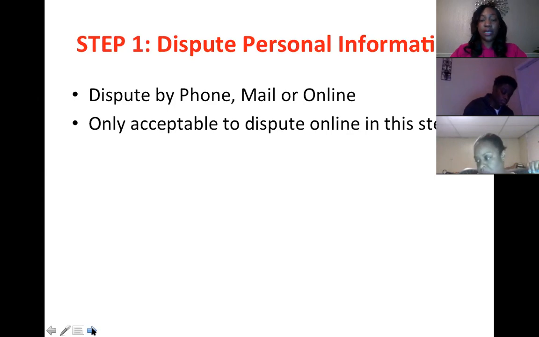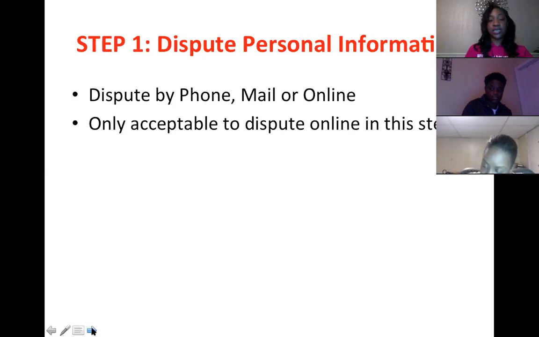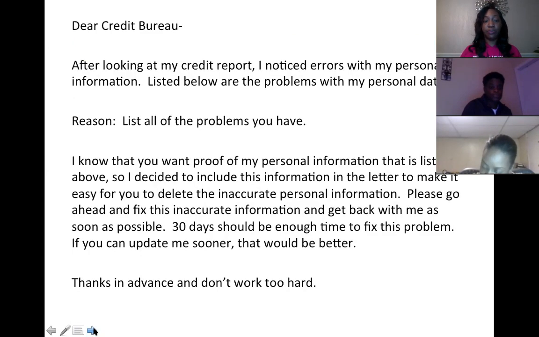A lot of companies do that to minimize the work that they do, and you get a response quicker when you fax it or do it online than mail. Okay, but this section doesn't take long because all they're doing is looking at addresses. So that's the very first step.